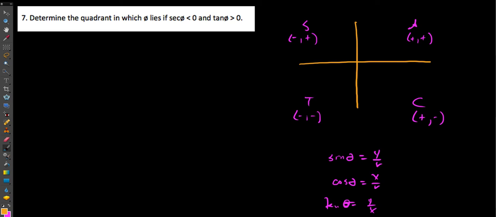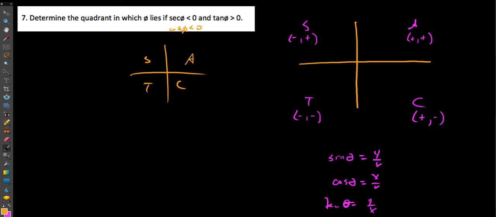So number 7 here, I ask: determine the quadrant in which phi lies if secant of phi is negative and tangent of phi is positive. So, drawing this out here, we can make this real big, but what would I know if the secant of my angle is negative? Well, secant is the reciprocal of cosine. So if secant is negative, guys, cosine is negative. We say cosine of this angle phi is negative.